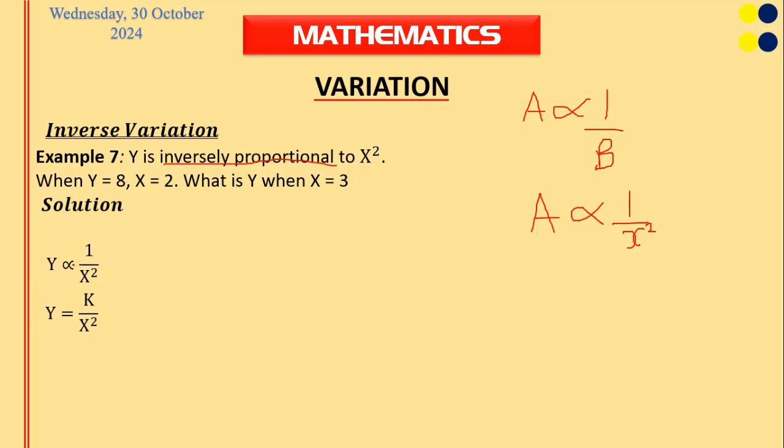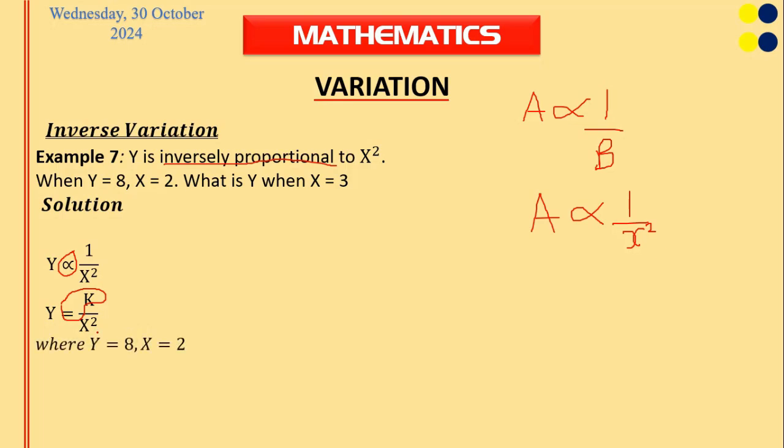So our proportional symbol here will change to equals k over x squared. K will be at the numerator, with whatever you have at the numerator. So the proportional sign changes to equals k over x squared. The k will always be at the numerator whenever you want to translate from variation form to equation form.